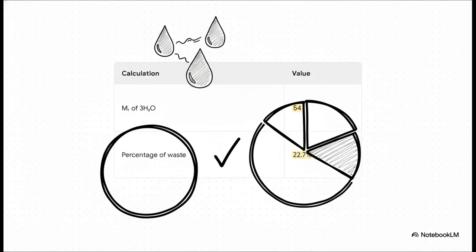Okay, now for its percentage. If our desired product, metal X, makes up 77.3% of the mass, then the waste has to be what's left over. So 100 minus 77.3 gives us 22.7%. That's our first mark. Easy enough?